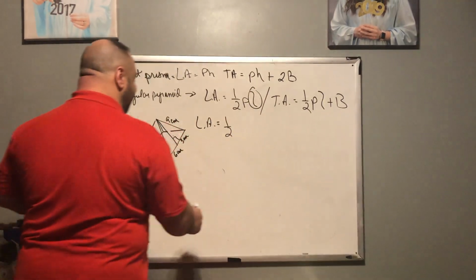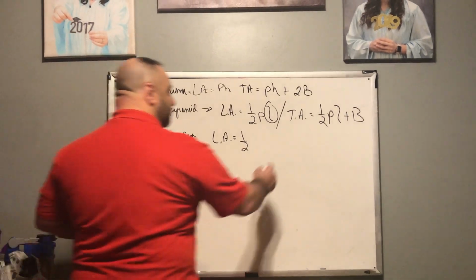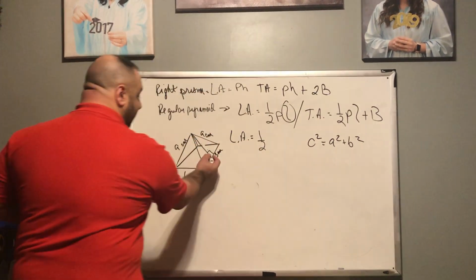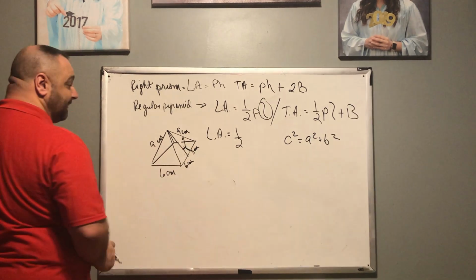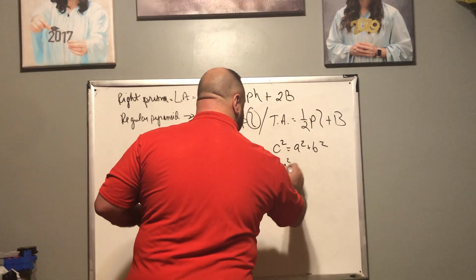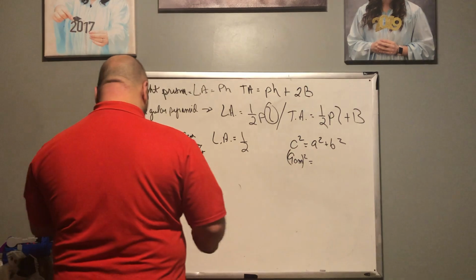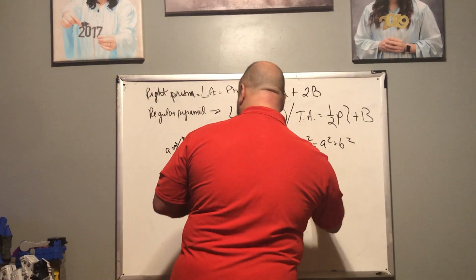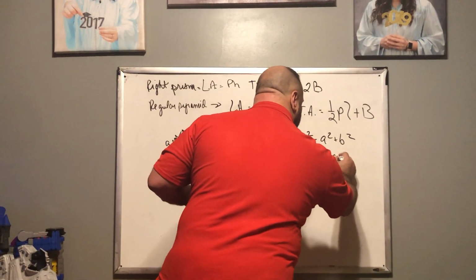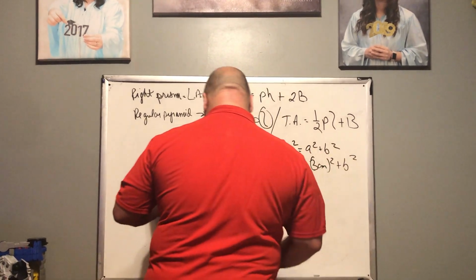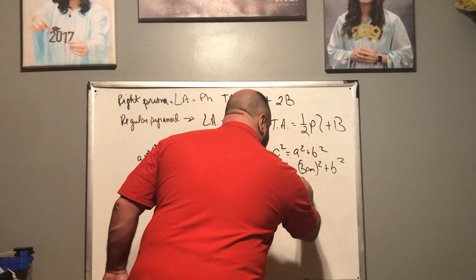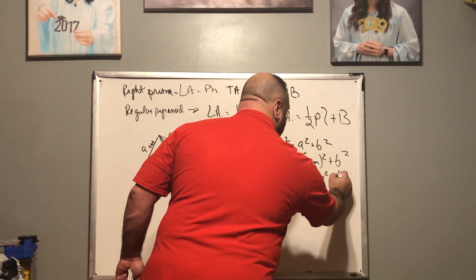So before I can find the slant height, I must first use the Pythagorean Theorem. c squared equals a squared plus b squared. If this is my right angle, what is that? That is the hypotenuse. So 9 centimeters squared is equal to 3 centimeters squared plus b squared. 9 times 9, we have 81 centimeters squared equals 3 centimeters squared plus b squared.